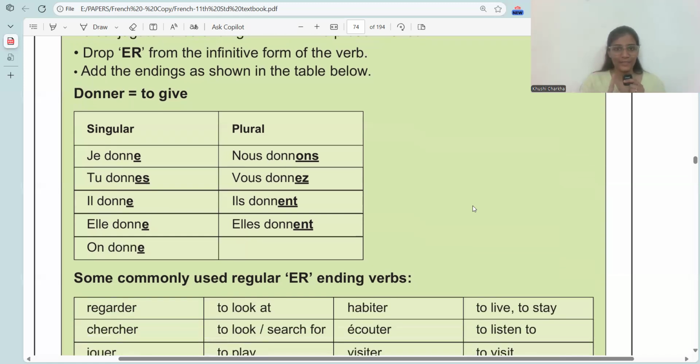Now I'll repeat once again. We take the main verb, the verb infinitive. Then we remove the ER. What remains? The radical. We will add these endings to the radical. For je, we will add the ending E. For tu, ES. For il, elle, on, E. For nous, ONS. For vous, EZ, and for ils, elles, we'll add ENT.